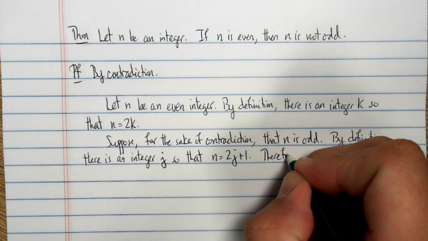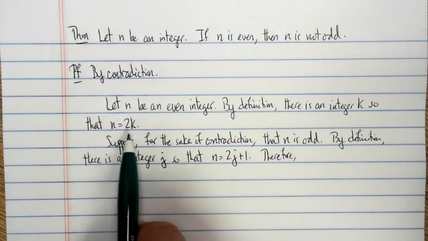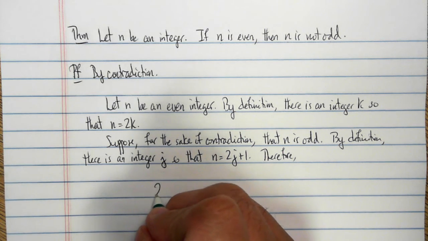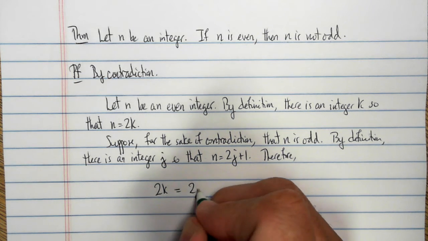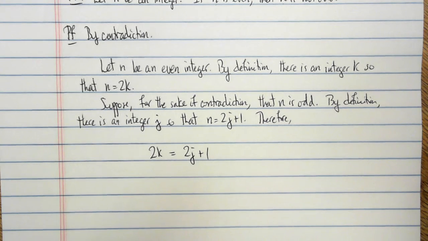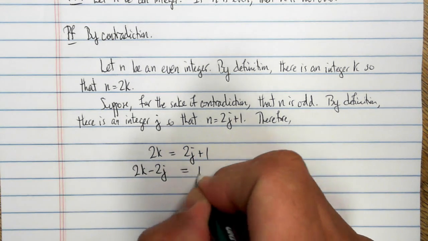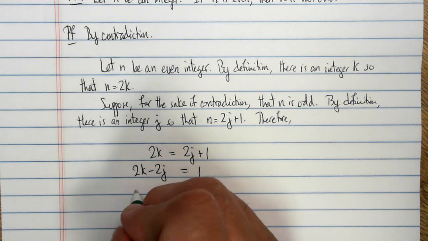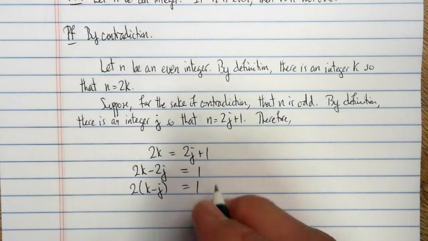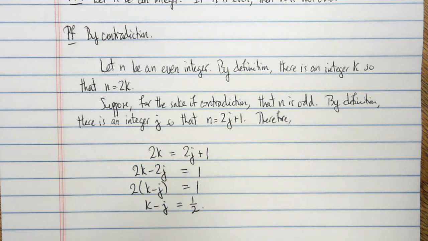Okay, now I have to use these two assumptions and show that something goes wrong. So if n equals 2 times k and n equals 2j plus 1, then I can set them equal to each other. 2 times k is also equal to 2j plus 1. Now what's wrong with that? Well, let's get the constant 1 all by itself. And so 2 times (k minus j) is equal to 1. And so I can divide: k minus j is equal to 1/2.